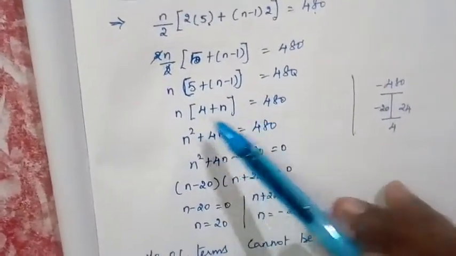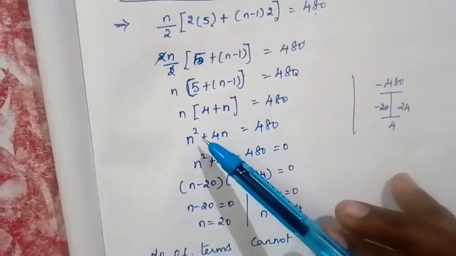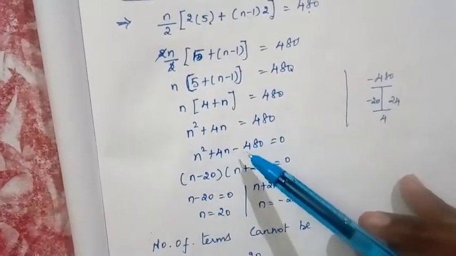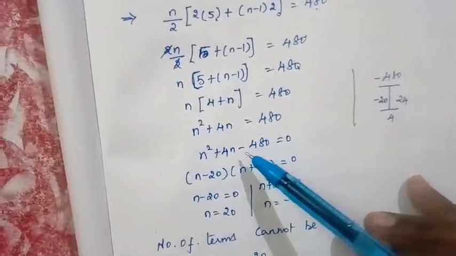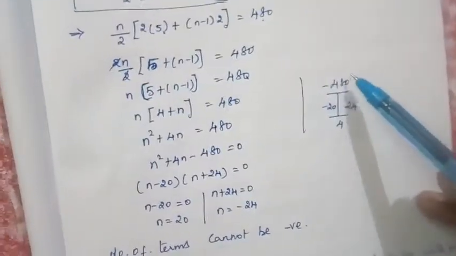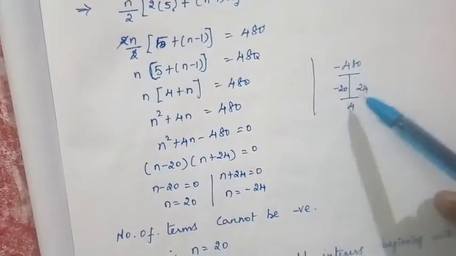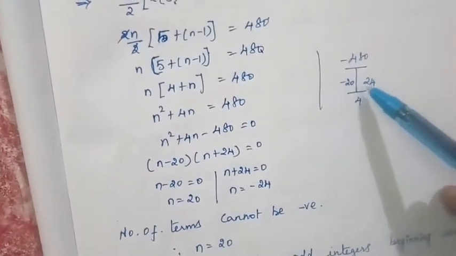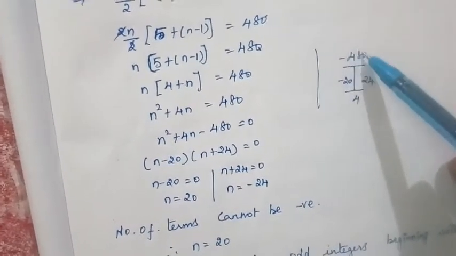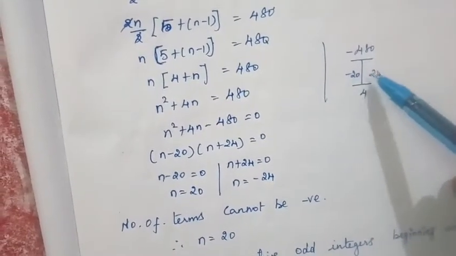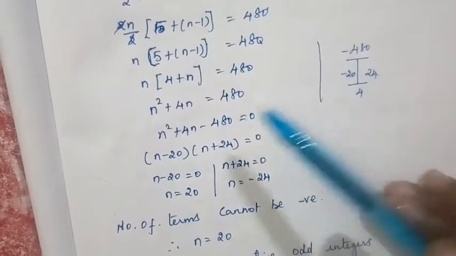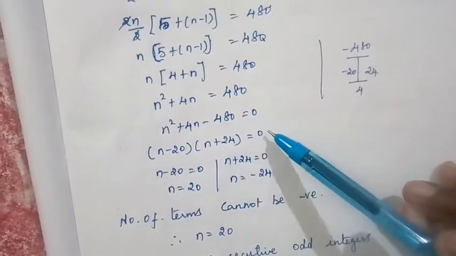Multiplying n inside, that is 4n plus n square. Writing it in order, n square plus 4n is equal to 480. Take this 480 to the left hand side with a minus sign. So n square plus 4n minus 480 equal to 0. Now you have to use factorization. The product value is minus 480, the adding value is 4. It is very simple, not difficult: 20 and 24. 20 times 24 is 480. Then write the factors: n minus 20 into n plus 24 equal to 0.